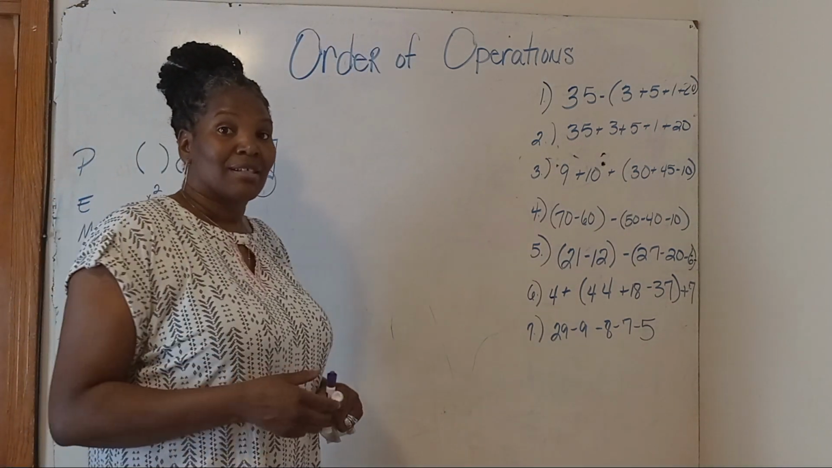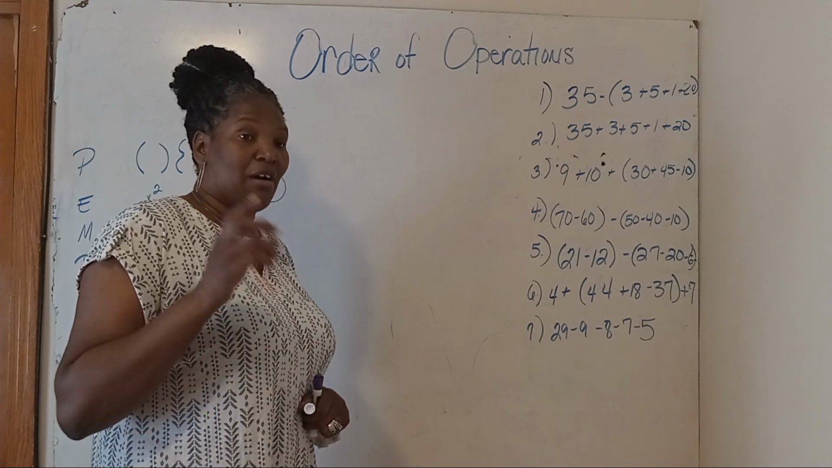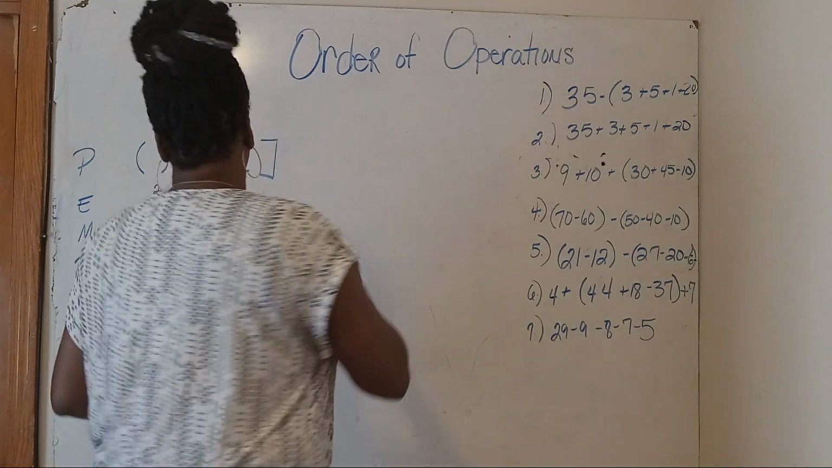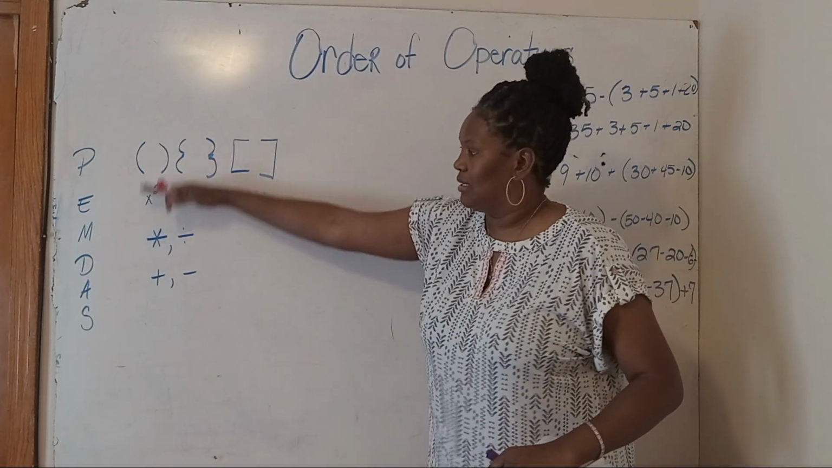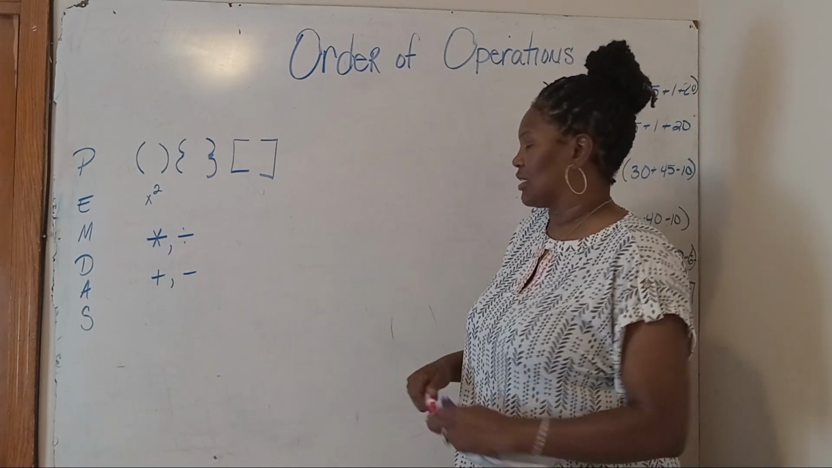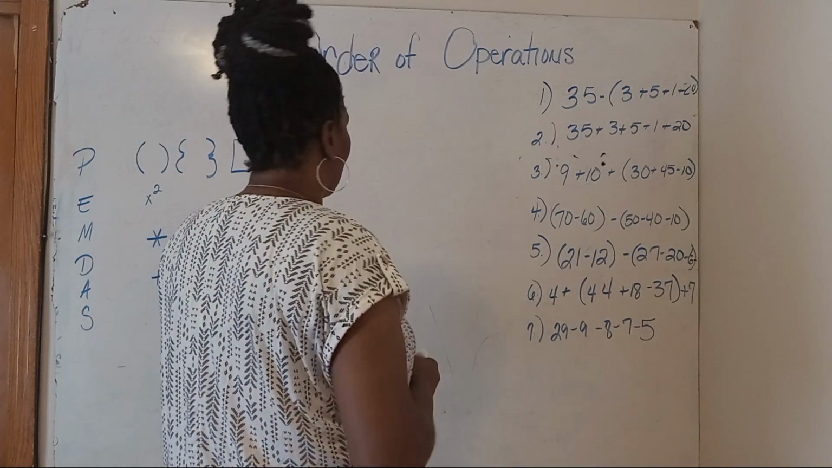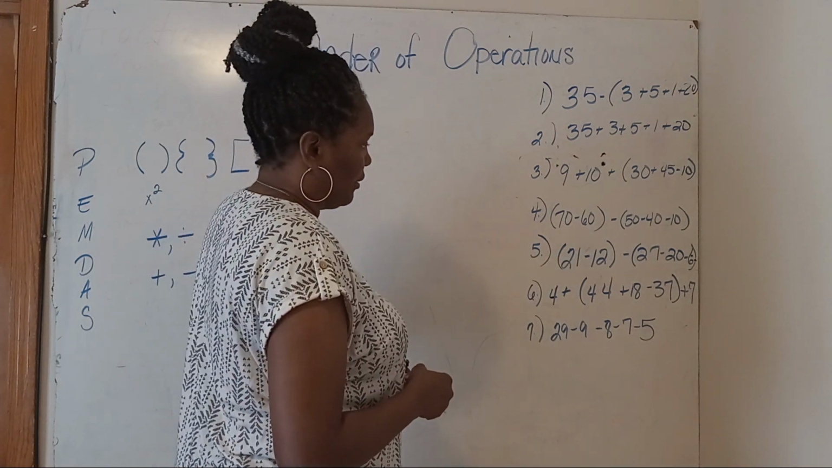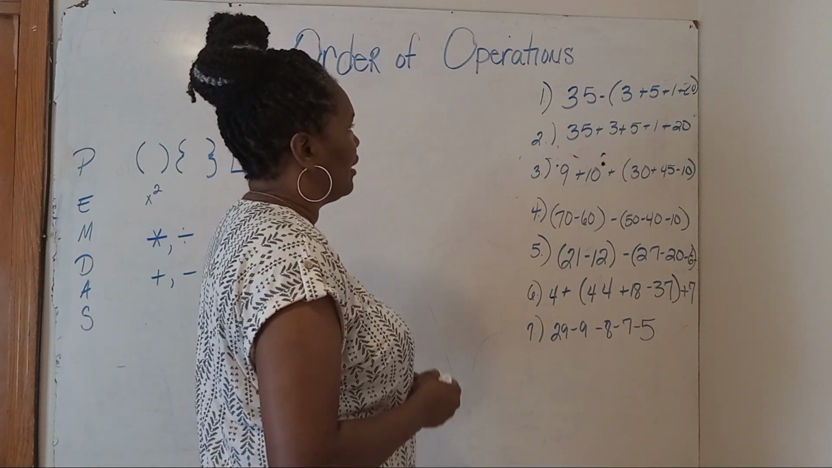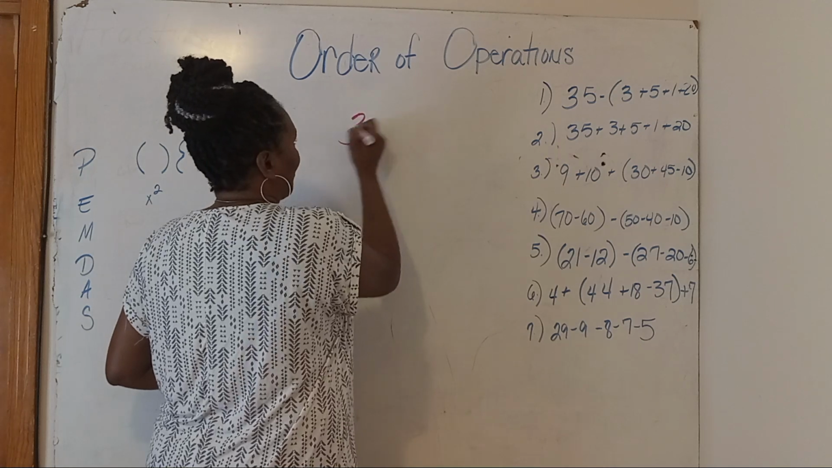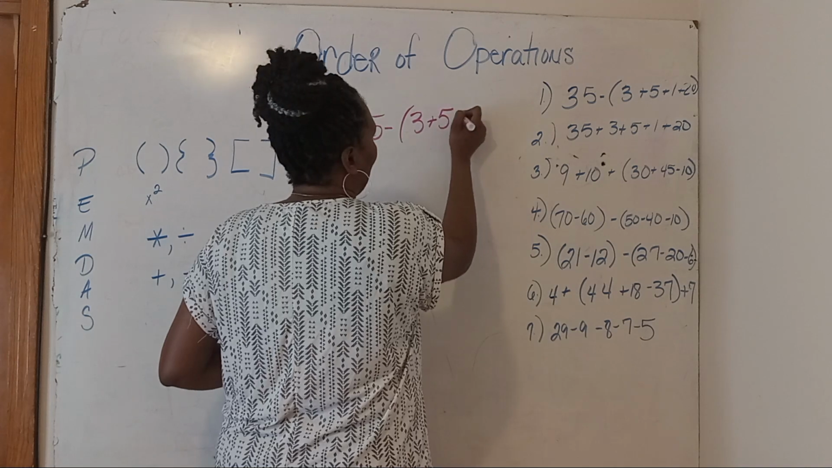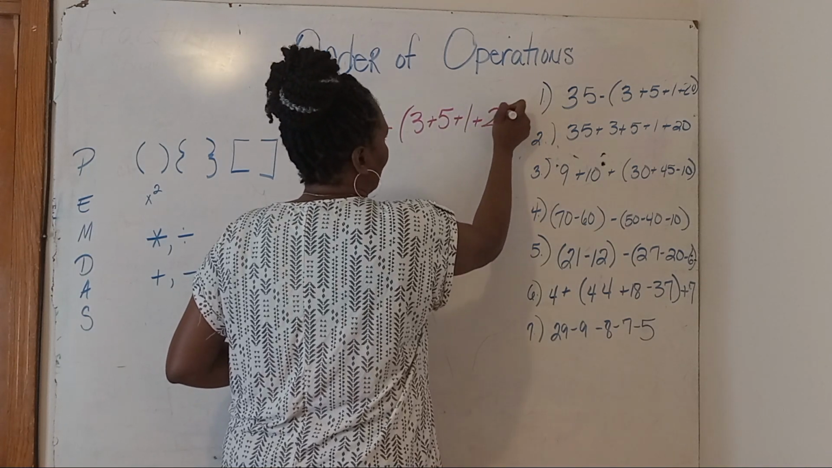So, since this is for my fourth graders out there, we're gonna work some order of operations problems. In this video, you won't be seeing any of these right here. We're just gonna be working with multiplication and division, addition and subtraction. And we don't even have any multiplication in this one. We just have addition and subtraction. Okay, so we're going to start off with the first one. We have 35 minus (3 plus 5 plus 1 plus 20).